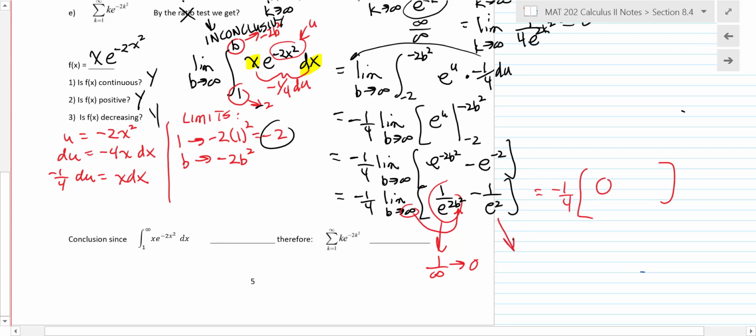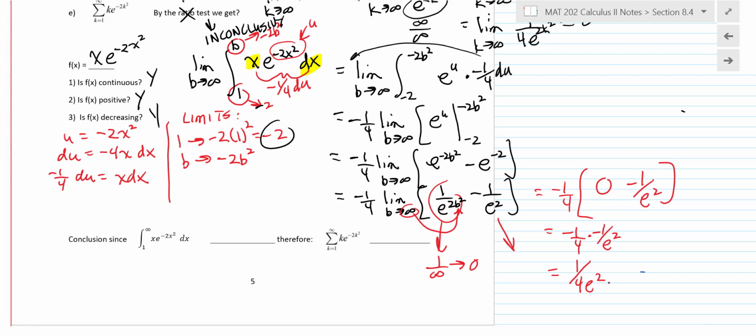So what's the limit of 1 over e squared? Limit of a constant is a constant, right? So you end up with that. So what you're going to have is -1/4 times -1 over e squared. So that's going to be 1 over 4e squared. Okay, that's finite. So what does that tell you?